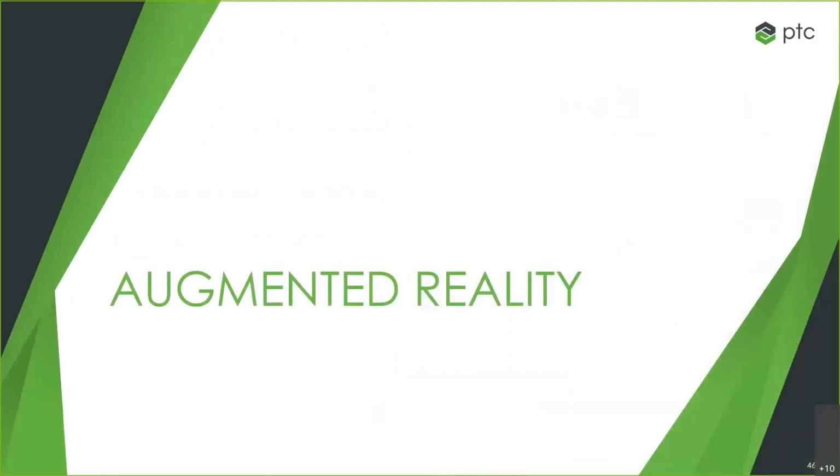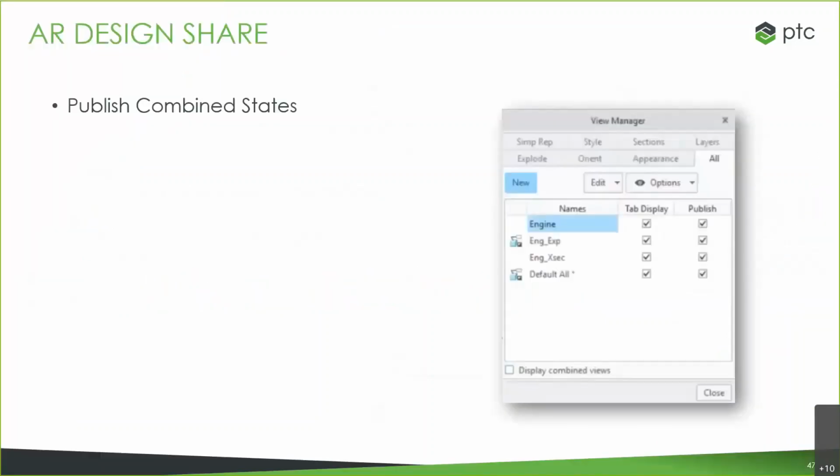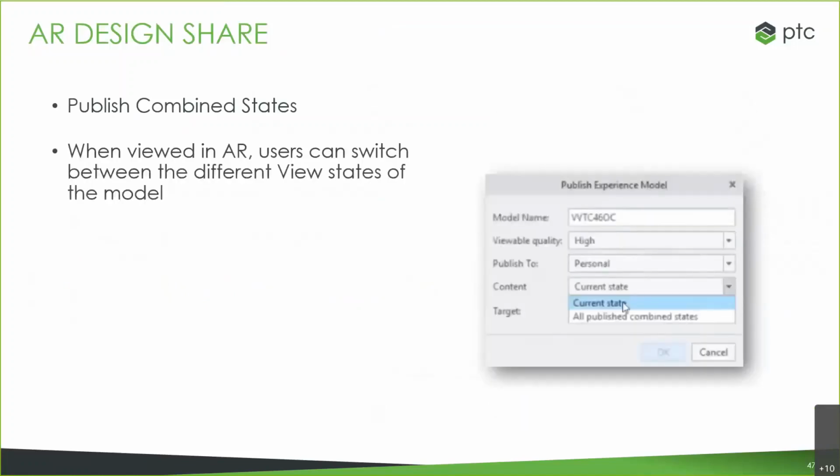Also had improvements in the world of augmented reality in Creo. So this is something that we've actually been building out for a while now, where we're able to view these models as AR experiences. Now we've actually included the ability to publish combined states as part of the experience. That combined state can include exploded views, sections, different appearances. All of that can be included now with it. With each of those different states, the user can switch between each of those. So very quickly and easily switch from one view to the next.